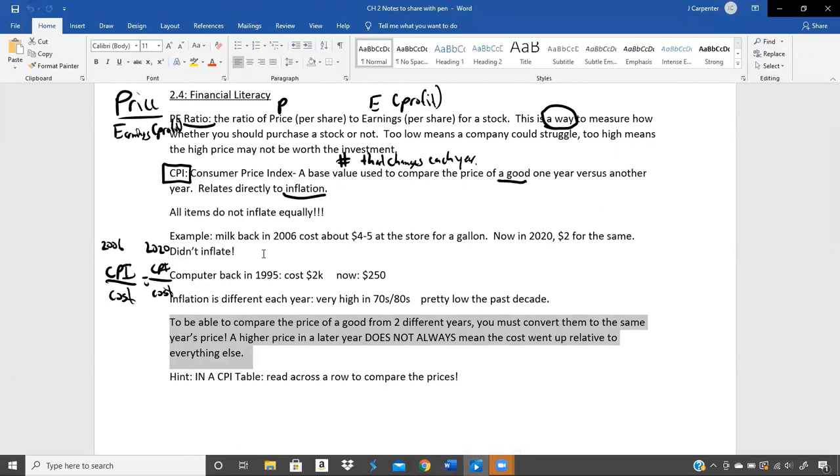So to be able to compare the price of a good from 2 different years, you must convert them to the same year's price. So the same year's dollar. So kind of like a US dollar and a euro has a different value, the dollar in 1995 has a different value than the dollar in 2020. So converting from a dollar to a euro is literally the same thing as converting a 1995 dollar to a 2020 dollar.